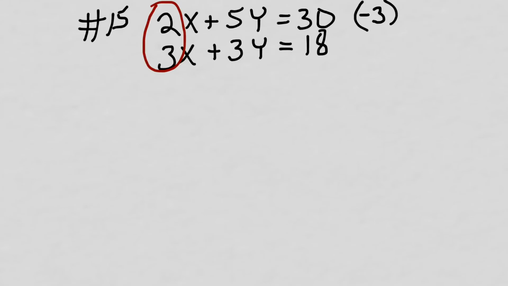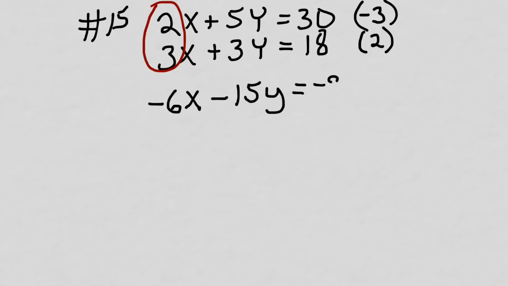All right. I'm going to multiply the bottom line times 2. The reason I'm doing that, this will make it where the x's are eliminated. So let me multiply the top line times -3. If I do that, I get -6x minus 15y equals minus 90. All I did was take this negative 3 times each one of these.